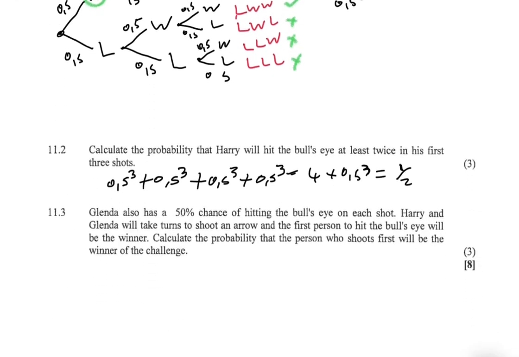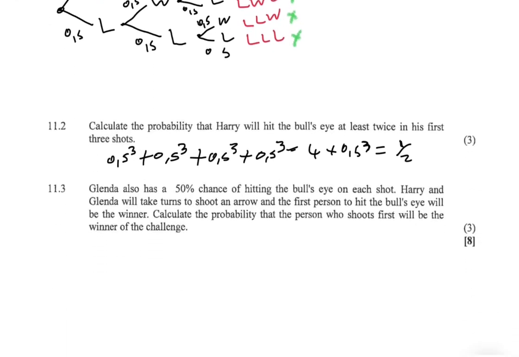So now we can move to 11.3. 11.3 says Glenda also has a 50% chance of hitting the bullseye on each shot. Harry Maguire and Glenda will take turns to shoot an arrow, and the first person to hit the bullseye will be the winner. Calculate the probability that the person who shoots first will be the winner of the challenge. So let's make an assumption here.